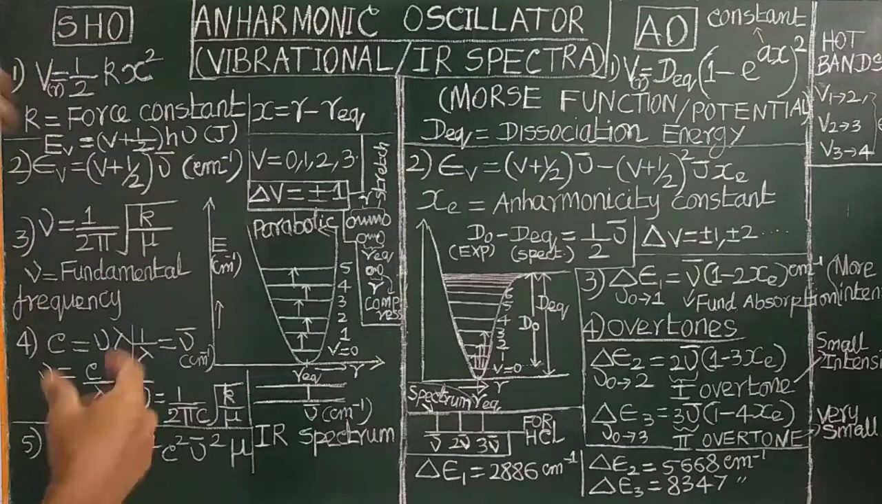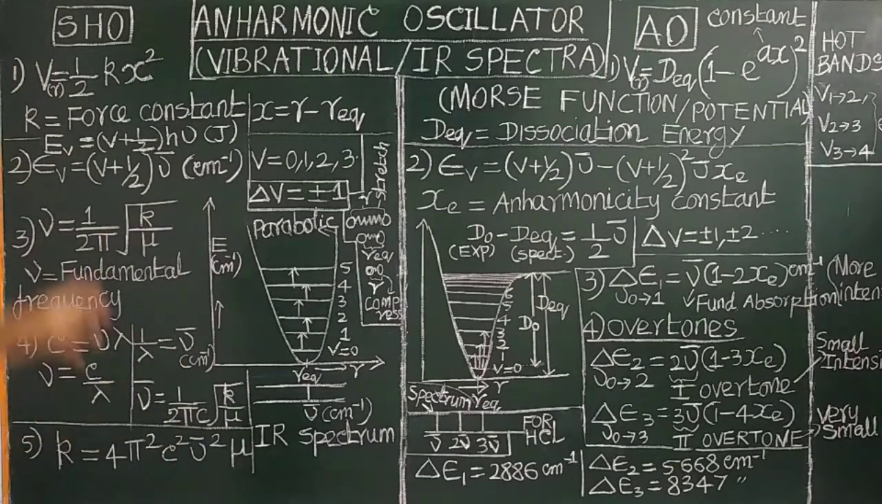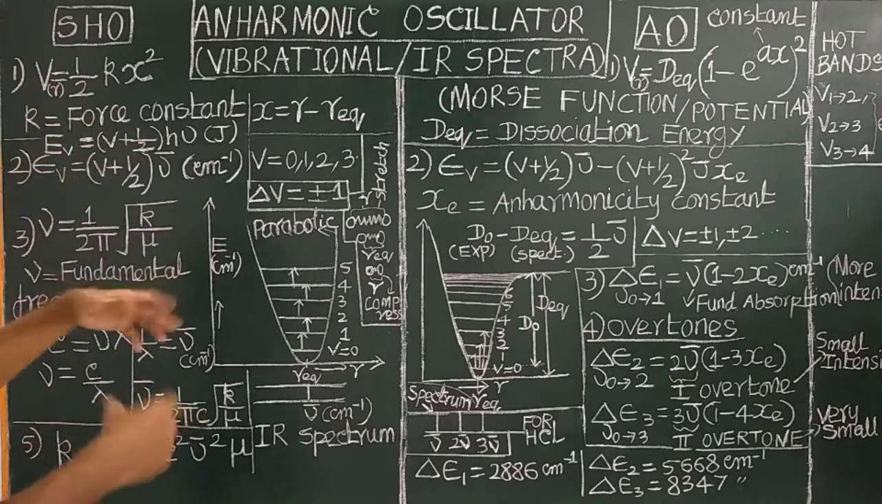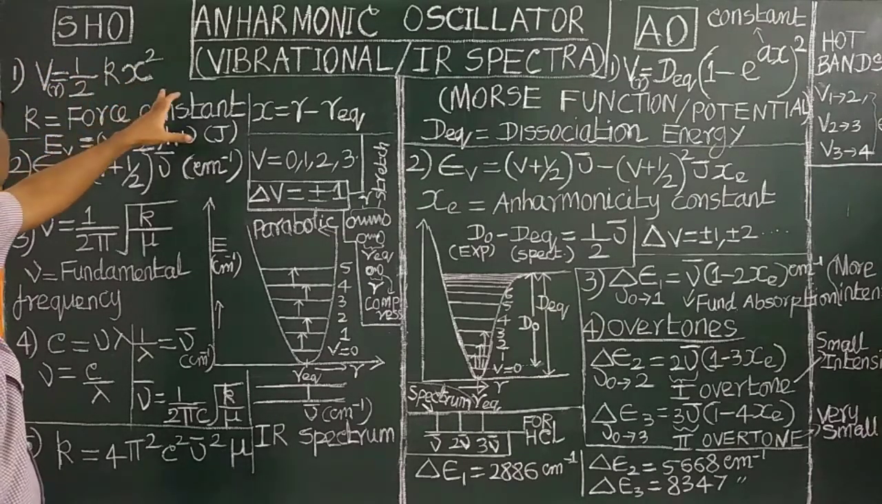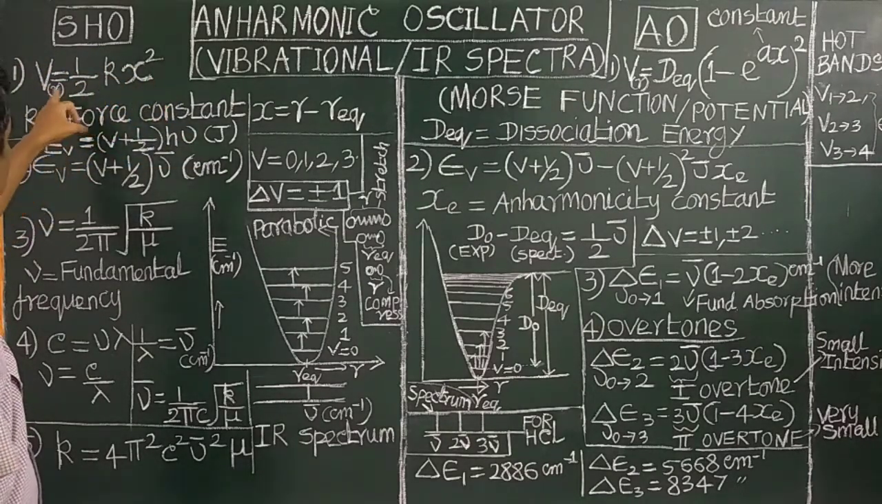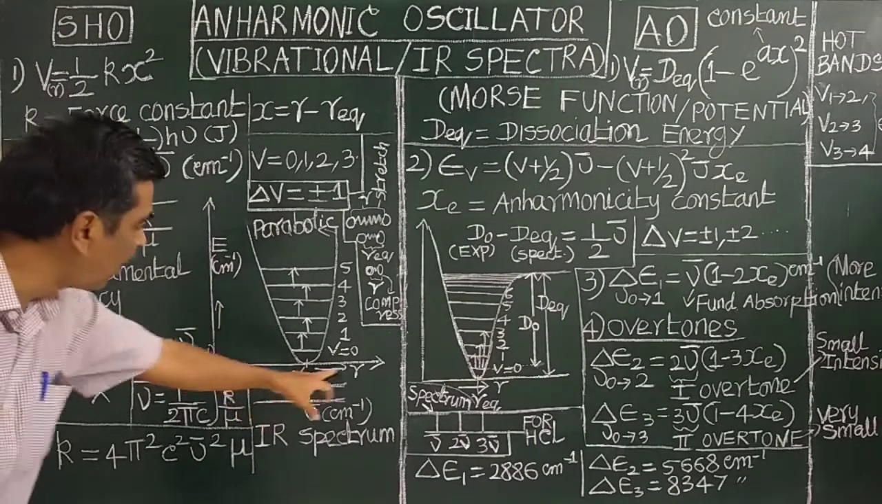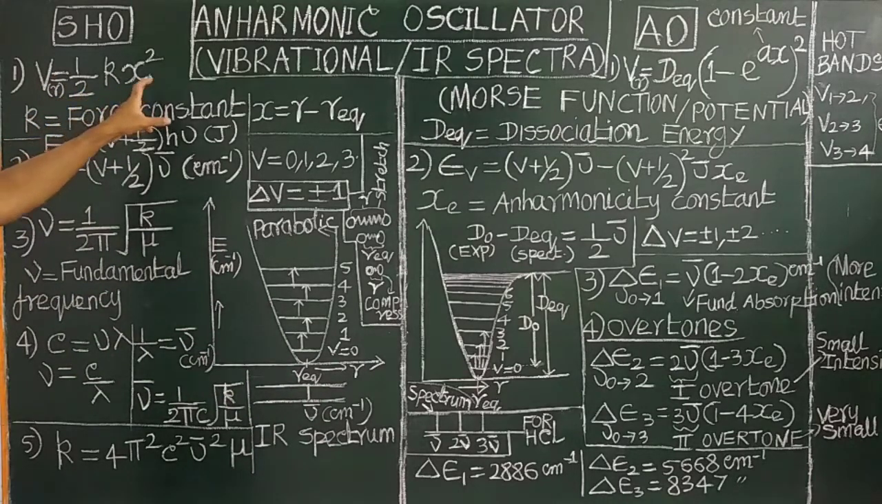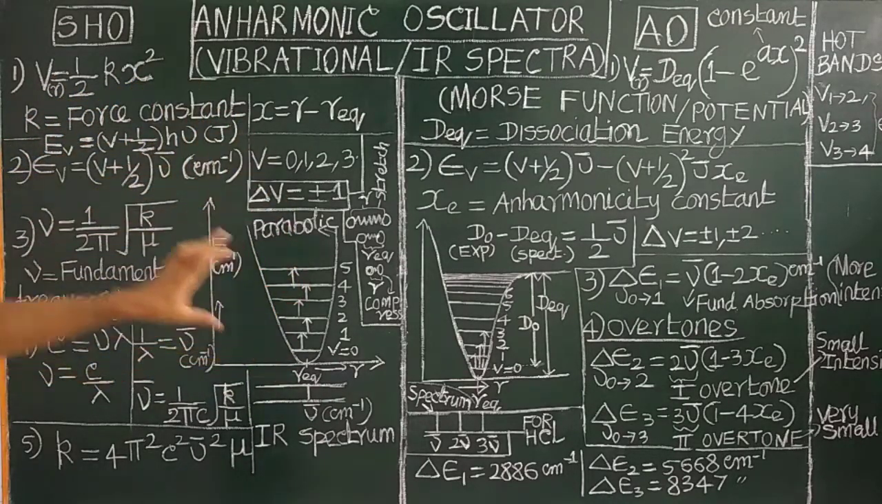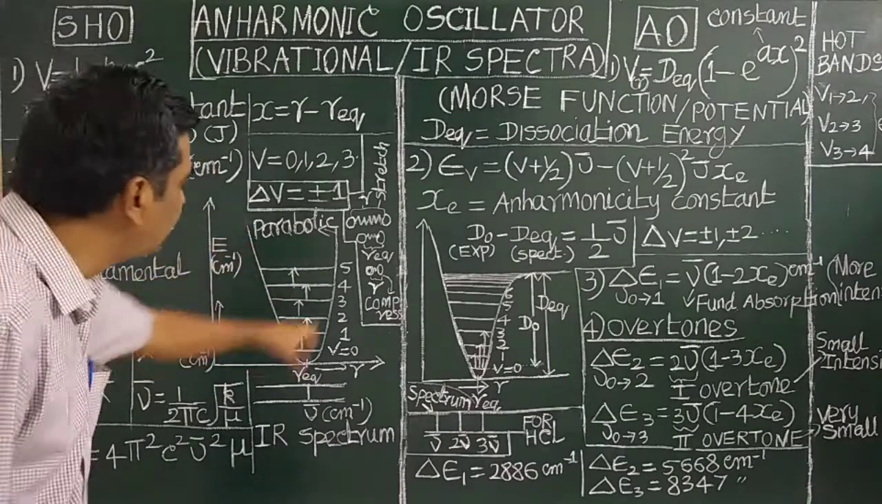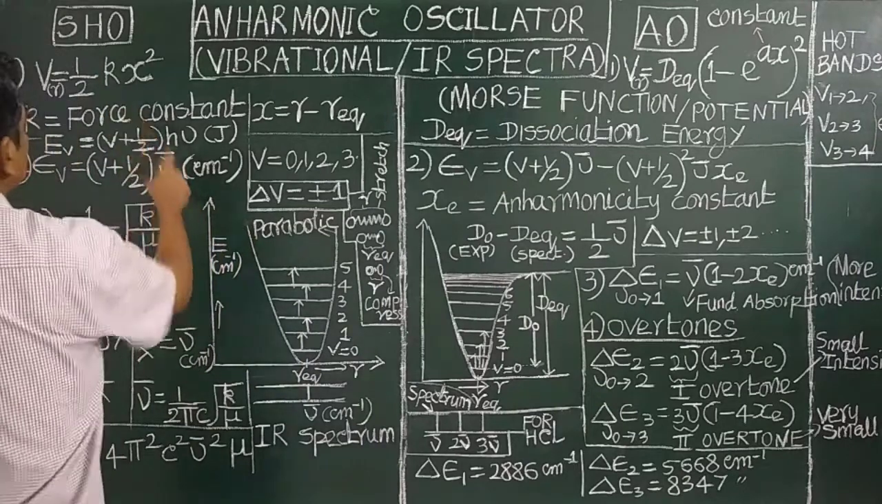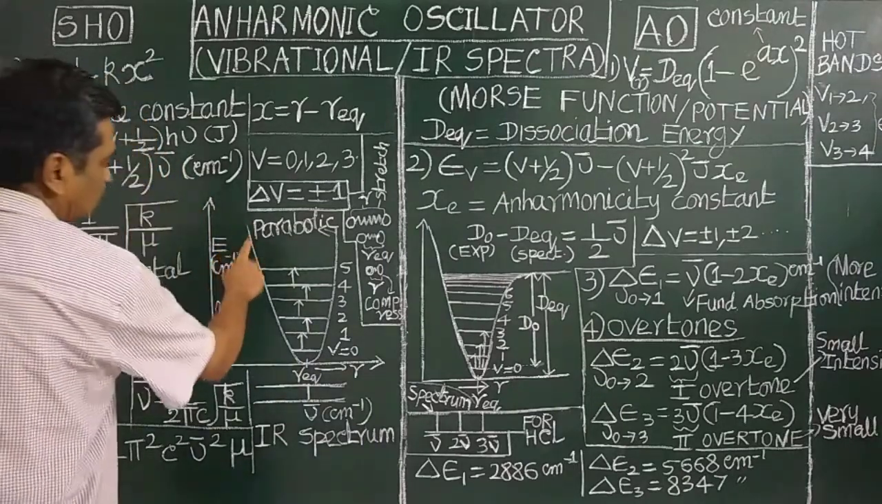We have earlier studied the simple harmonic oscillator. Please watch that lesson. In the case of the simple harmonic oscillator, the potential energy expression is V(R) equal to 1 by 2 kx square. This is a parabolic equation. On plotting this potential energy function, a parabolic curve is obtained.